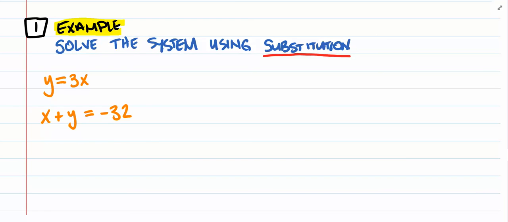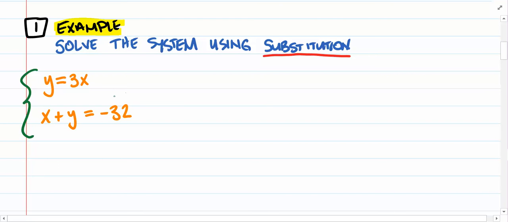Box number 1 is an example. It says to do the following: solve the system using substitution. So let me show you what we mean by substitution. I have a system over here. My first equation says y is equal to 3x. My second equation says that x plus y is equal to negative 32.